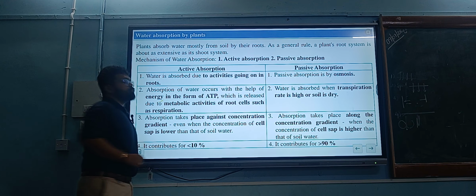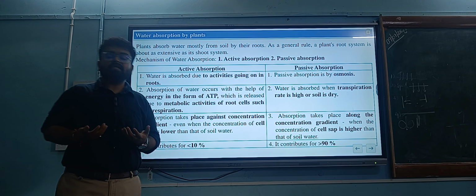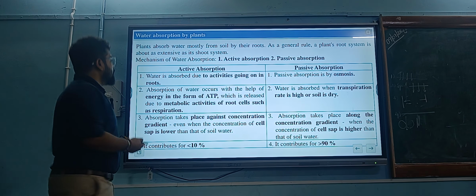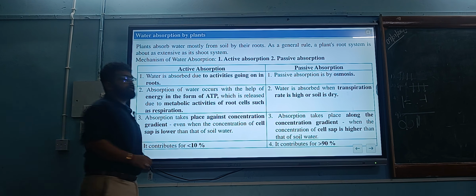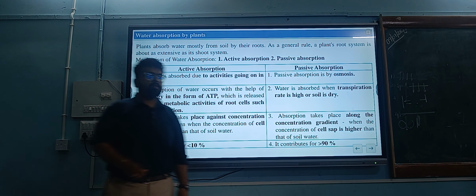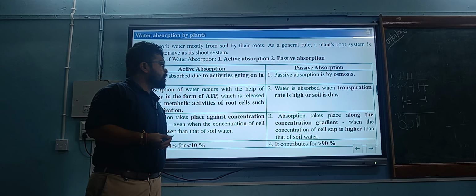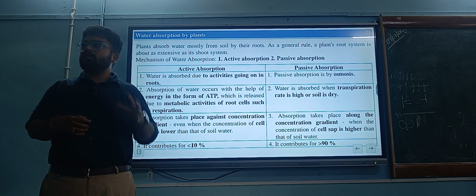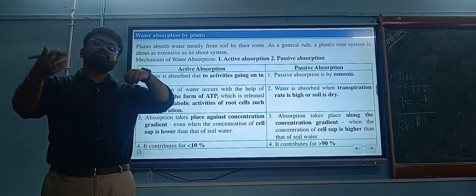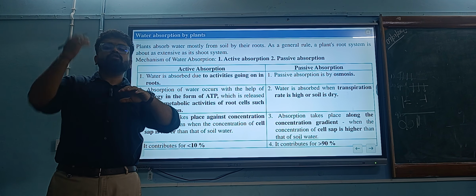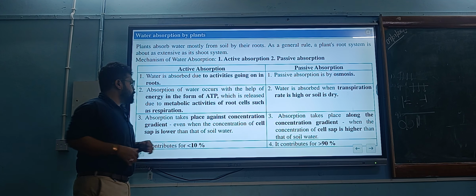In active absorption, water absorption occurs with the help of energy. There is a taking of ATP from the plant for absorbing the water, which is released due to the metabolic activities of the root cell, that is respiration. We call it active absorption. In passive absorption, water is absorbed through the transpiration pull, mainly in dry soil. So in active absorption, the plant spends some energy to absorb the water, whereas in passive absorption, the plant takes up water through the transpiration pull theory. So in passive absorption, less ATP is utilized.